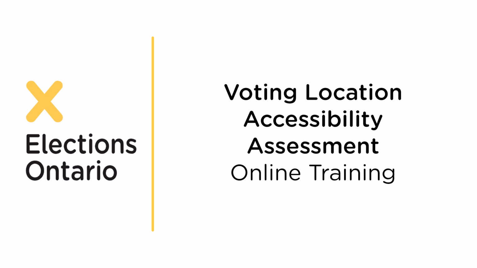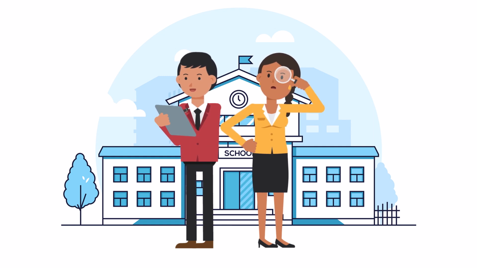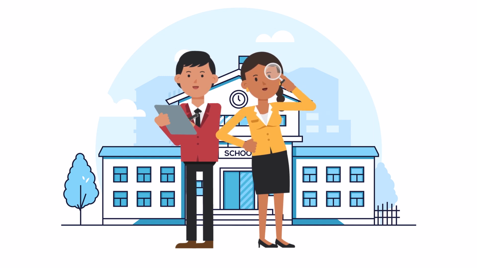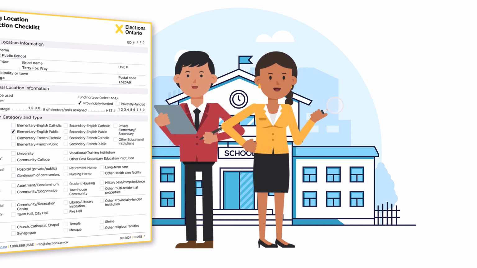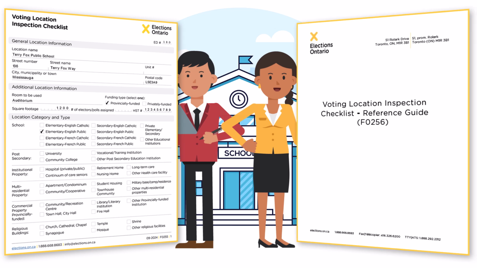Welcome to the Voting Location Accessibility Assessment online training. To prepare for the next general election, you are required to conduct inspections of all voting locations in your electoral district. Please have a copy of the Voting Location Inspection Checklist, Form FO255, and Voting Location Inspection Reference Guide, Form FO256, on hand during this training.